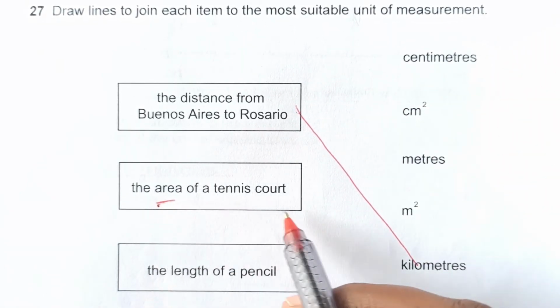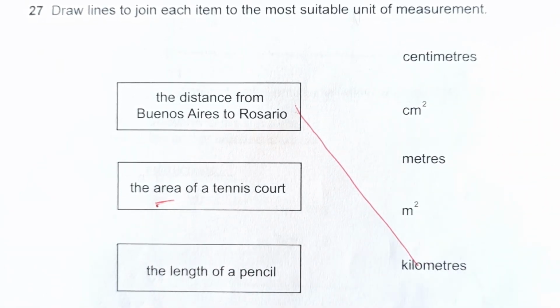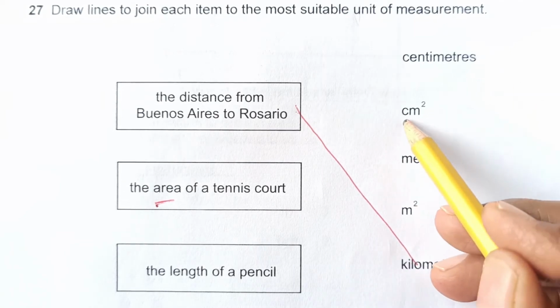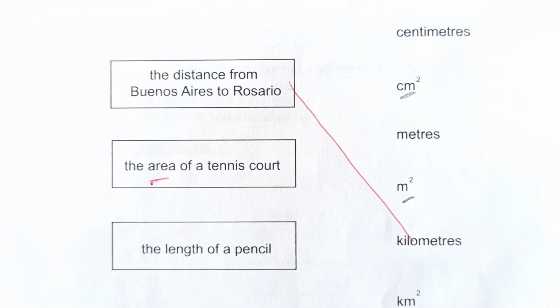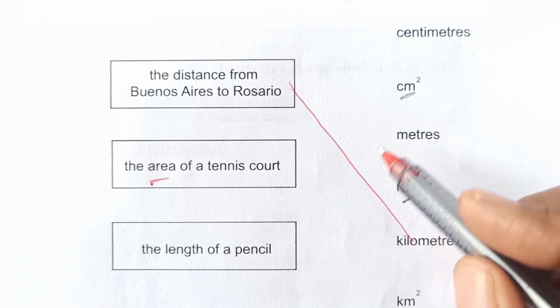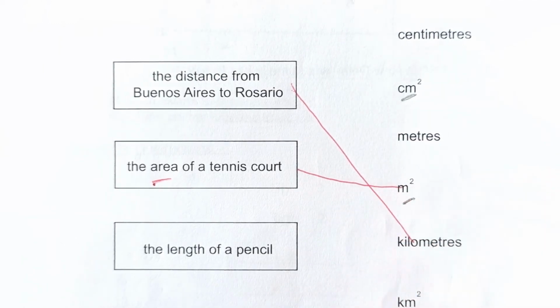The area of the tennis court. Now area will be in squared units, right? So these are the units of area. Out of these, kilometer square is too big. A tennis court is not so big that we would measure it in kilometers, and centimeter square is too small. So usually it is in meter squares.